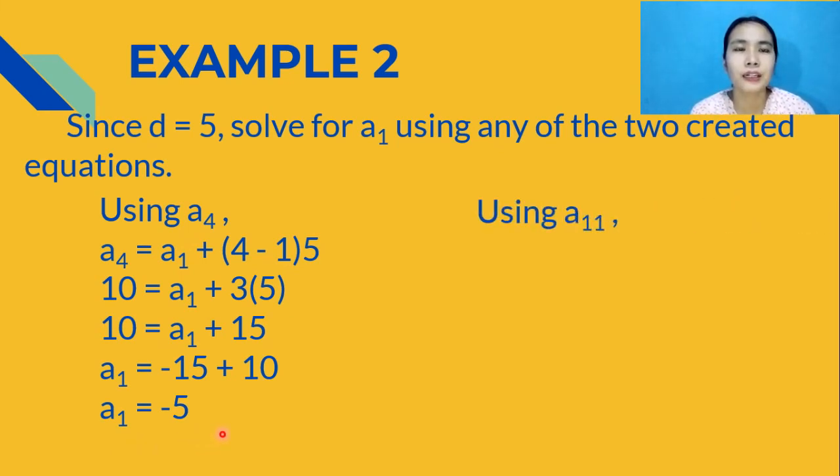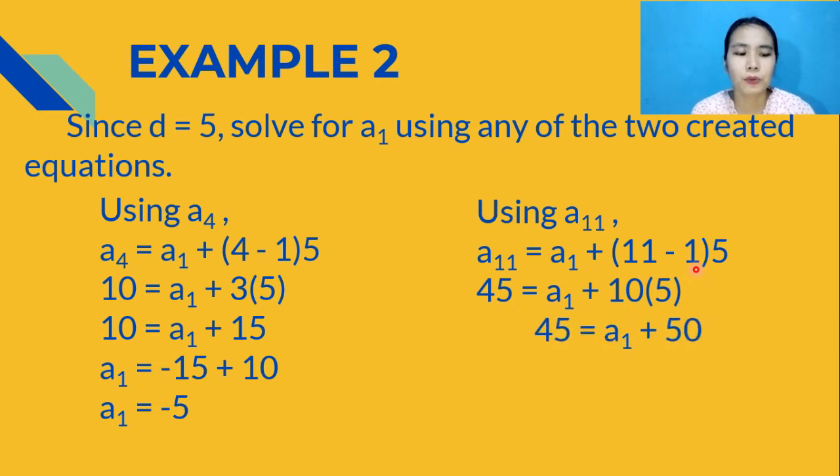Let's use the other equation. A sub 11. A sub 11 is equal to a sub 1 plus 11 minus 1 times d. Our d again is 5. 11 minus 1 is 10 times 5. That would be equal to 50. And our a sub 11 a while ago is equal to 45.